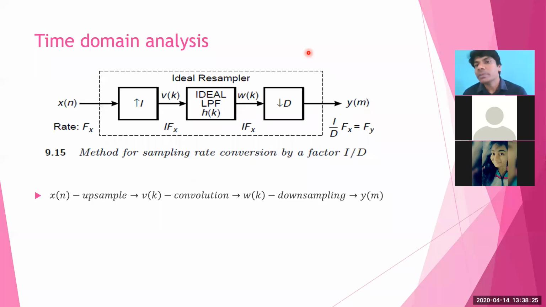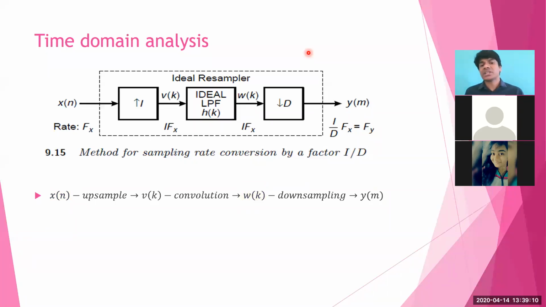Now we have to do the time domain analysis and the frequency domain analysis for this I by D resampler. When you look at the time domain analysis, it's very simple. Here we are taking the sequence x of n, which is highlighted, and the first step is upsampling. After upsampling, you get v of k, that is an intermediary signal. Then since we are sending it through an ideal low pass filter, we can consider this process as a convolution. Filtering in frequency domain is like convolution in time domain.